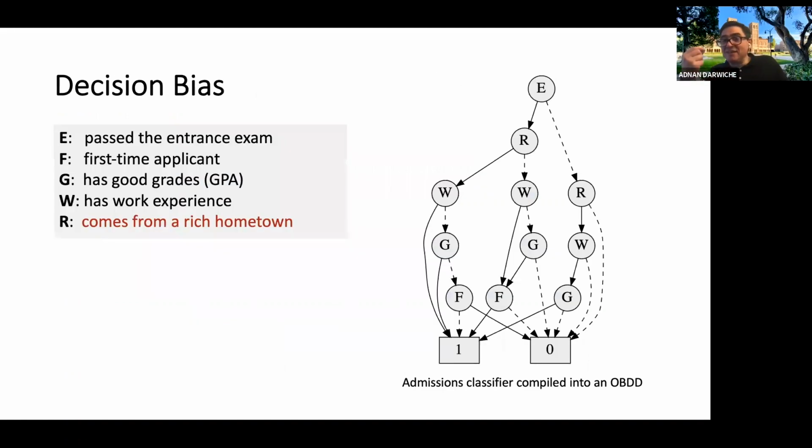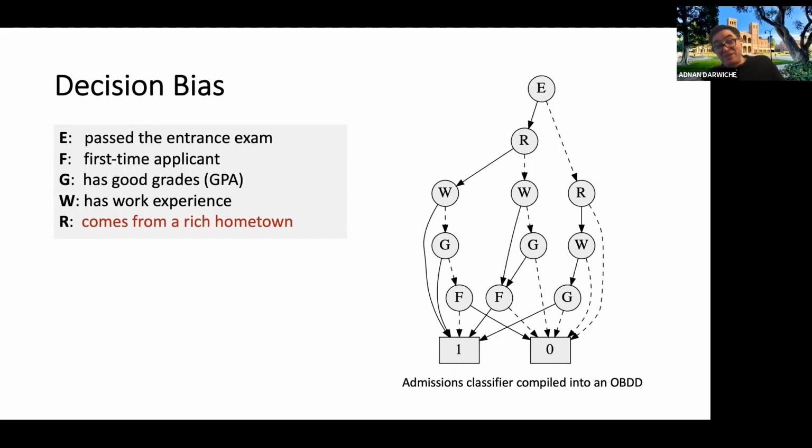Because in a sense, it summarizes the decision. It gives you one Boolean formula that you can query to find a lot about the decision. So here's an example of another kind of classifier. This is for deciding whether to admit people into college. You've got 5 features. Here they are. And it's in the form of an OBDD in this case. But remember, this OBDD could have been compiled from Bayesian network classifiers or a random forest or a neural network.